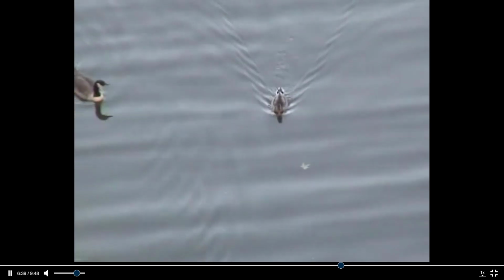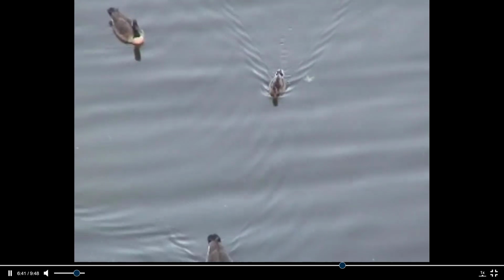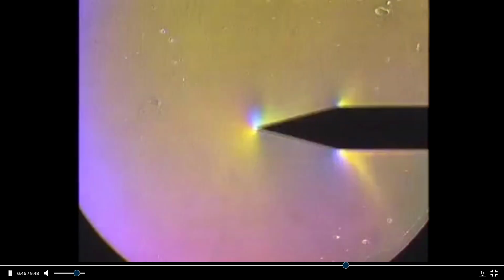There's a strong analogy between these liquid surface waves and shock wave phenomena in supersonic gas flow, where swept-back waves occur when the Mach number is greater than 1.